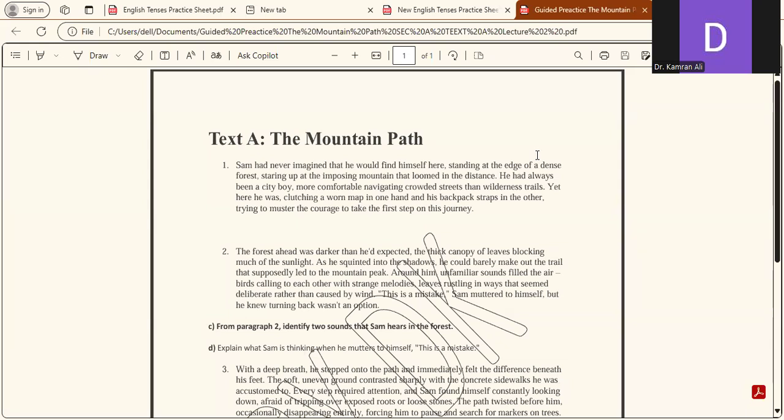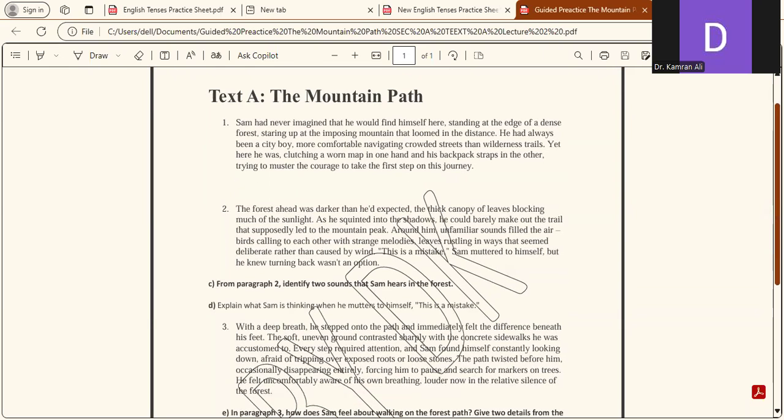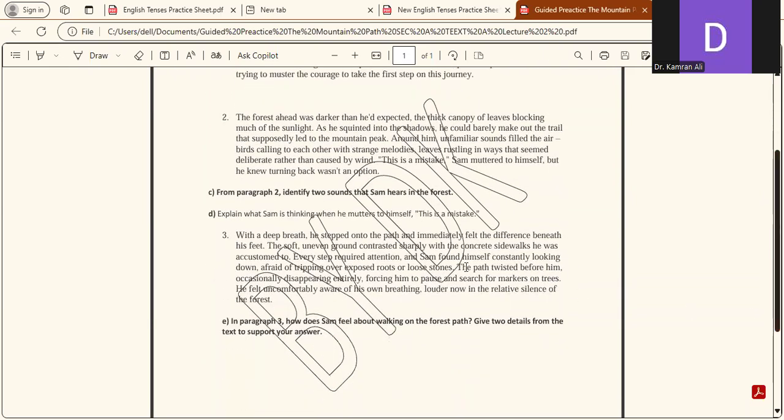This is my second lecture about guided practice of Section A, Text A. If you recall from the previous lecture, we started with the passage, the mountain path, and we attempted two parts of question 1A and B. Today, we are going to talk about the part C, right?